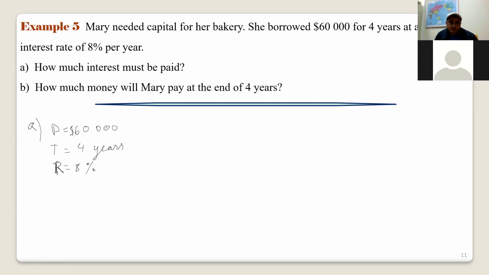What does it mean by how much interest must be paid? Is it just 8% of 60 times 4? Yeah, because we are borrowing money from the bank. We are using the bank's money, right? After 4 years, we have to return it plus interest. So the question is how much interest we have to pay to the bank. So that is I equals PRT, right? Since we are talking about simple interest.